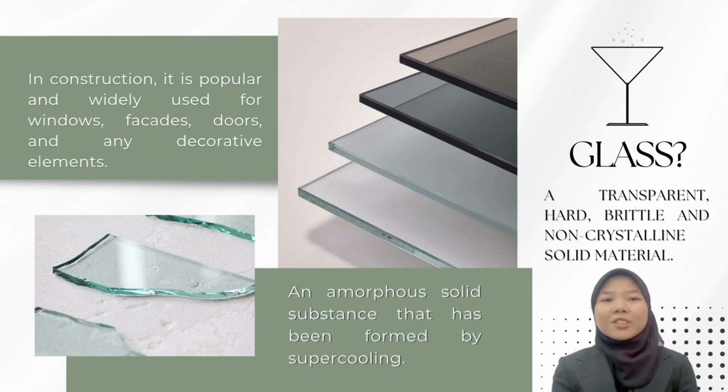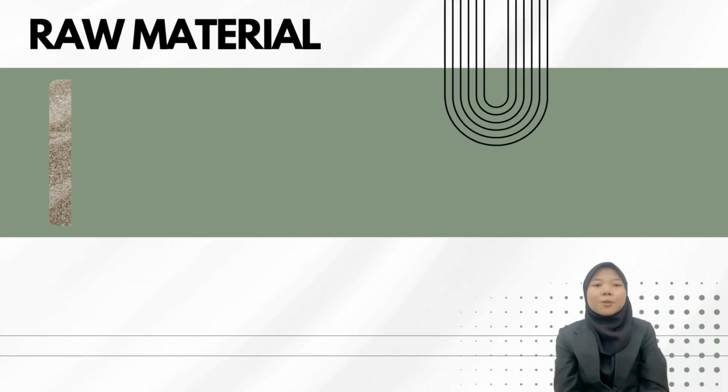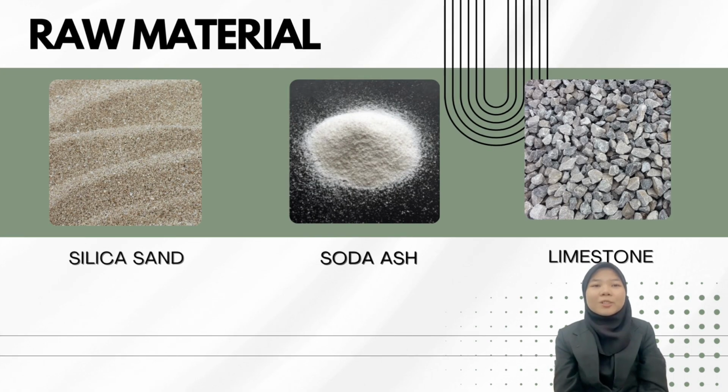Next, I will move on to the raw materials that are used to make glass. The raw material has three main ingredients, which include silica sand, soda ash, and limestone. The silica sand forms the main structure of the glass. It is also known as quartz sand or industrial sand. It is a type of sand composed primarily of silicon dioxide. It's widely used in various applications due to its high purity, hardness, and heat resistance.